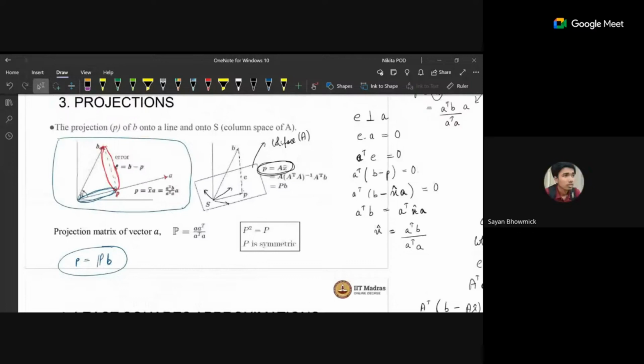It would be B cos theta. And what is B? B is just 8, right? B is 8, yeah. So B is 8. It's 1 by 2, just 4.